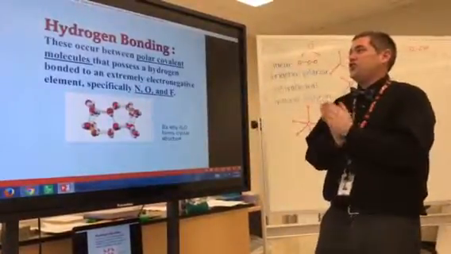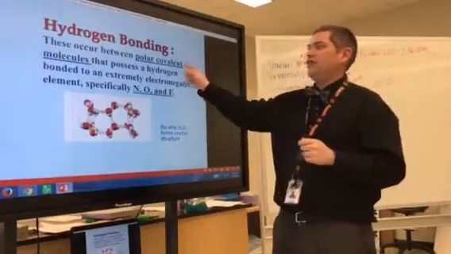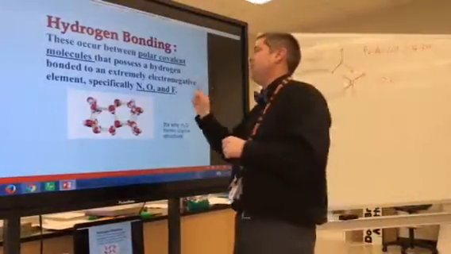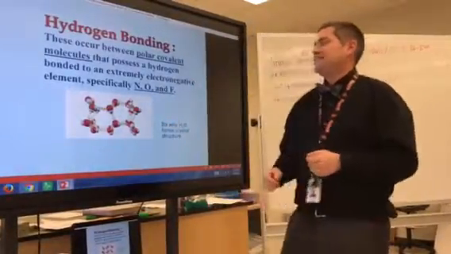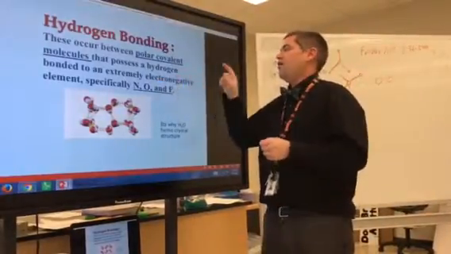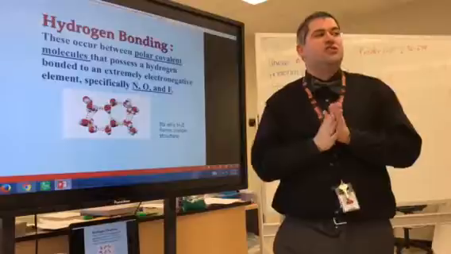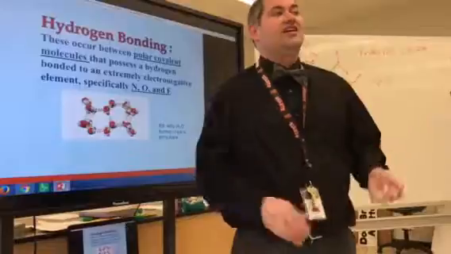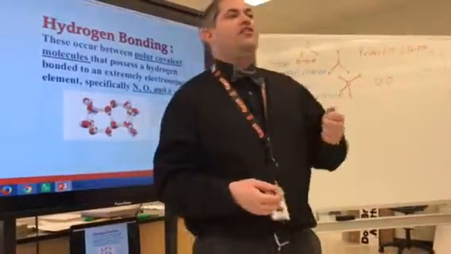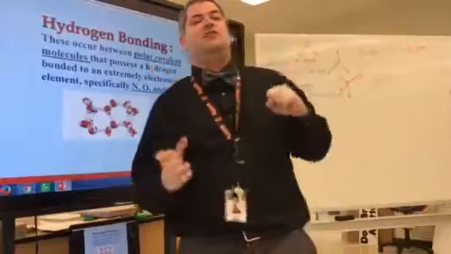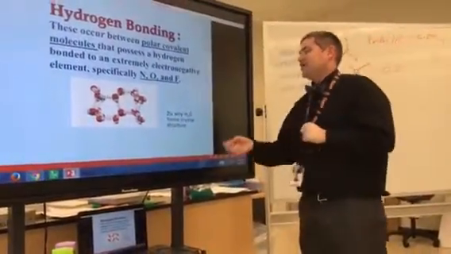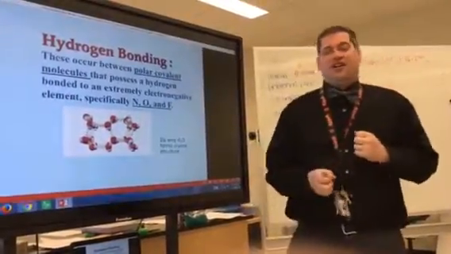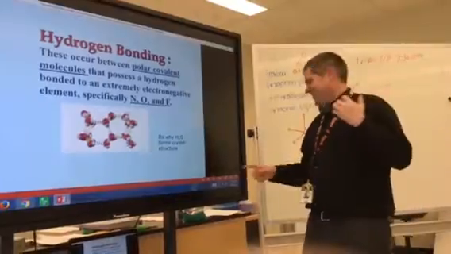First off, we have hydrogen bonding. These occur between polar covalent molecules that possess a hydrogen bonded to an extremely electronegative element, specifically N, O, and F, where these are the most electronegative. They're going to have polarity. Think of water. Water is H2O. It is very polar. So you have the hydrogen bonding because of the polarity. It's why H2O forms crystal-like structures. Don't you guys just love chemistry?